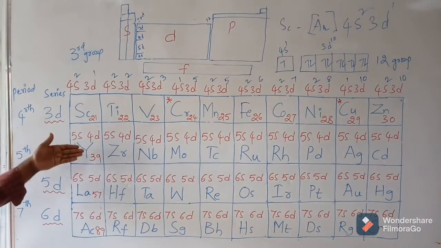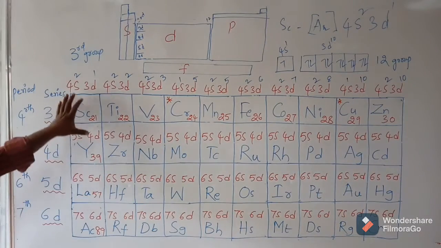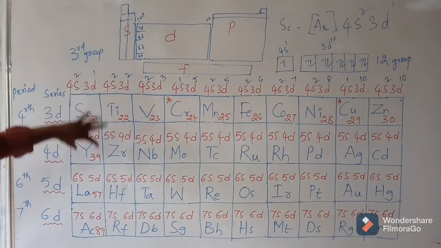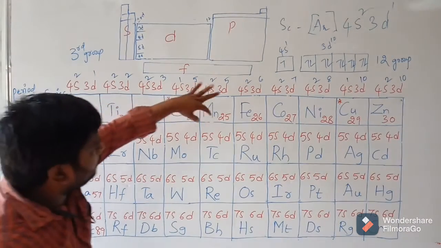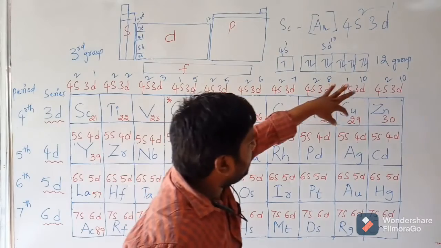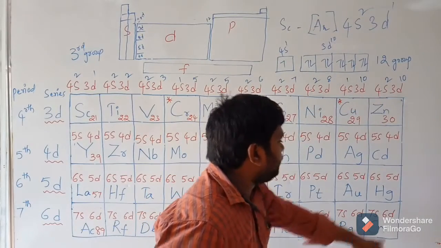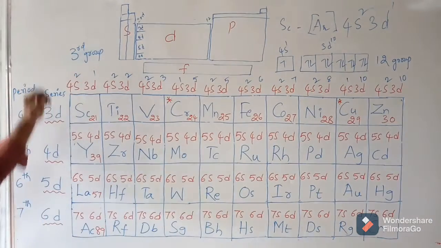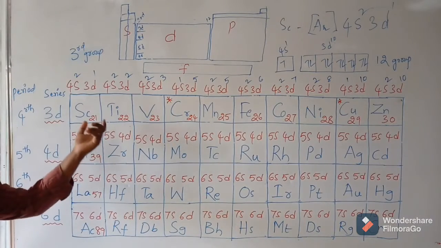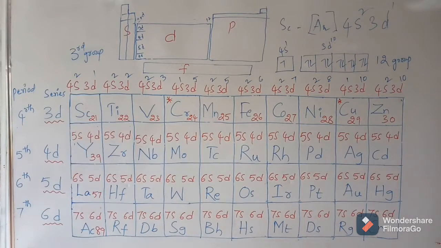So next, after yttrium, this is one of the groups, the third group. This is the third group, fourth group, fifth group, sixth group, seventh group, eighth group, ninth group, 10th group, 11, 12 group. So this is the third B group, third B, fourth B like that.